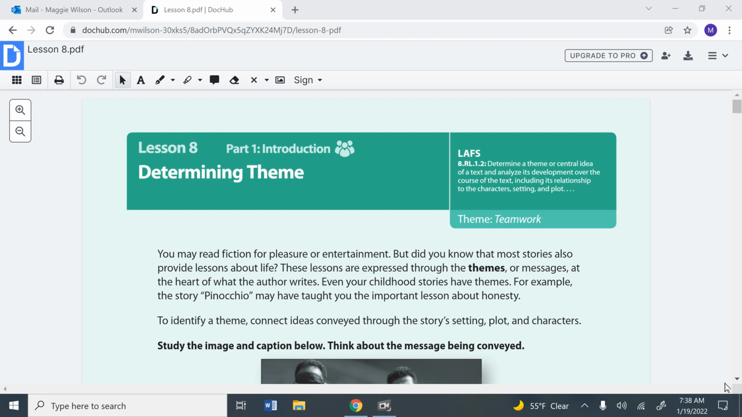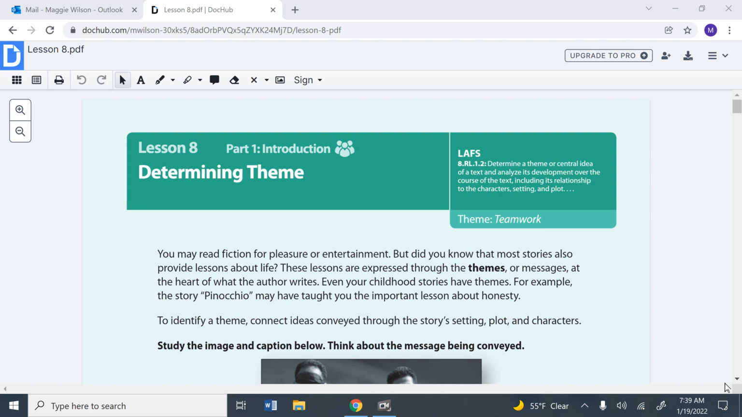So let's think of a story that we might all be familiar with. For example, King Midas. For those of you who don't know, King Midas wished that everything he touches would turn to gold, and his wish was granted. However, he would then no longer be able to touch food or people. So if we were to try to find a theme from the story of King Midas, it might be careful what you wish for.